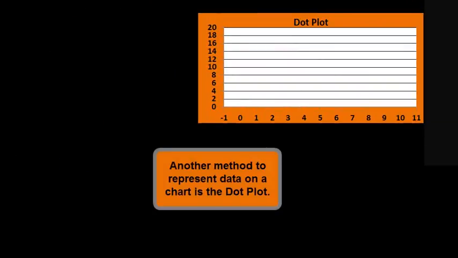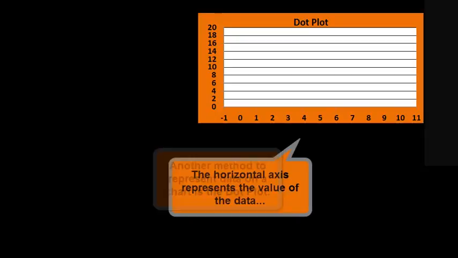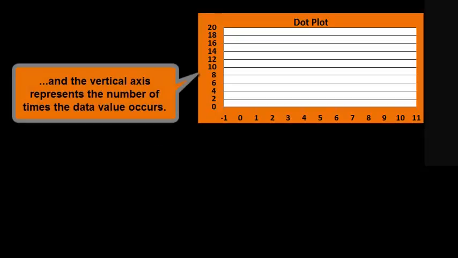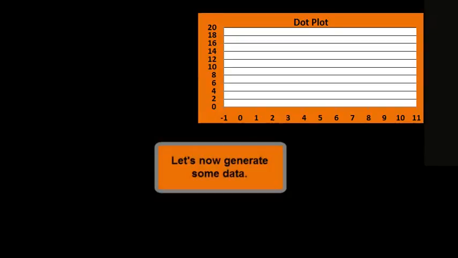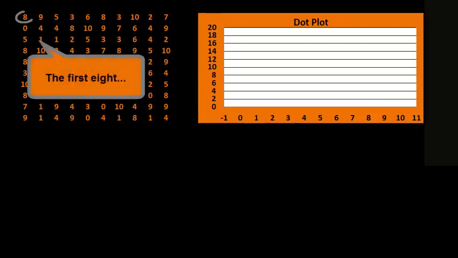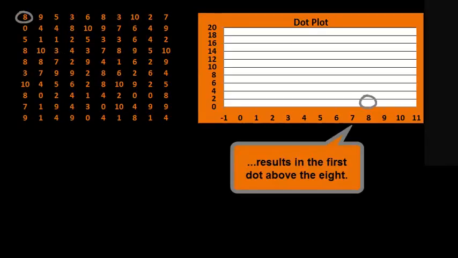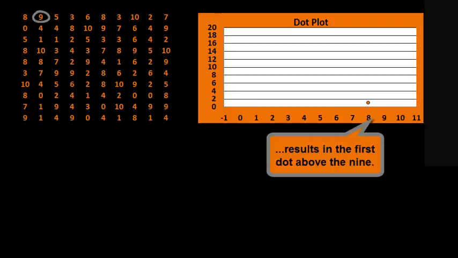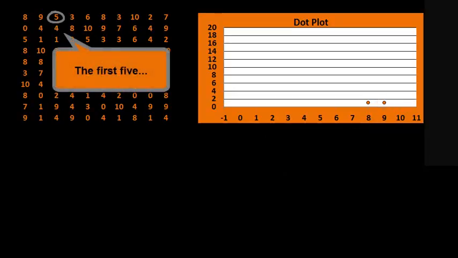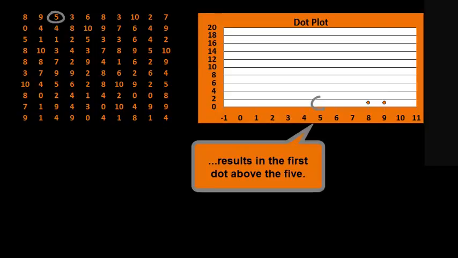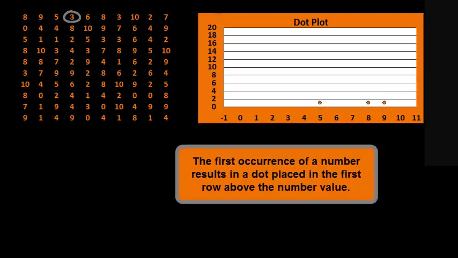Another method to represent data on a chart is the dot plot. The horizontal axis represents the value of the data, and the vertical axis represents the number of times the data values occur. Let's now generate some data. The first 8 results in a dot above the 8. The first 9 results in the first dot above the 9. The first 5 results in the first dot above the 5.